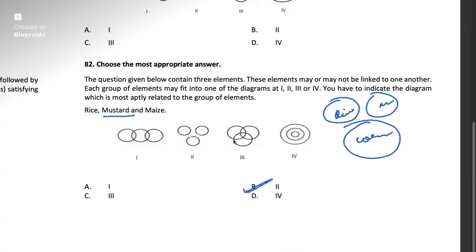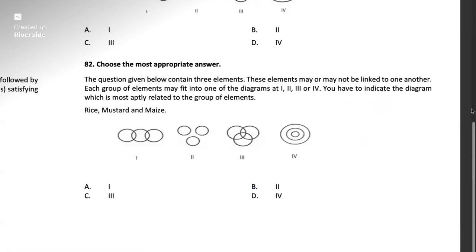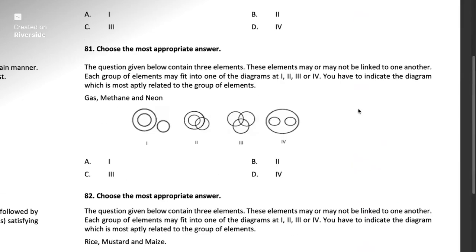Anybody wants to contest this? Shall we move then? Okay, 81 please. Amar Shakti, I already told who will read this one. The question given below contains three elements. These elements may or may not be linked to one another. Each group of elements may fit into one of the diagrams at 1, 2, 3, and 4. You have to indicate the diagram which is most aptly related to the group of elements: gas, methane, and neon.